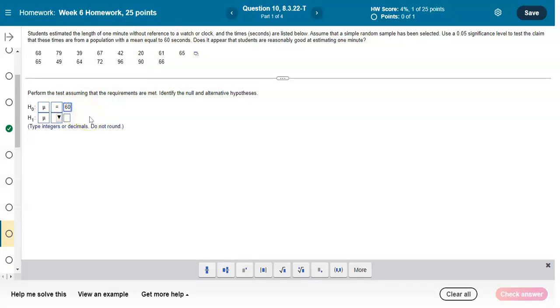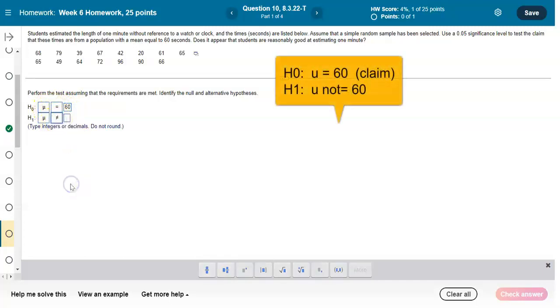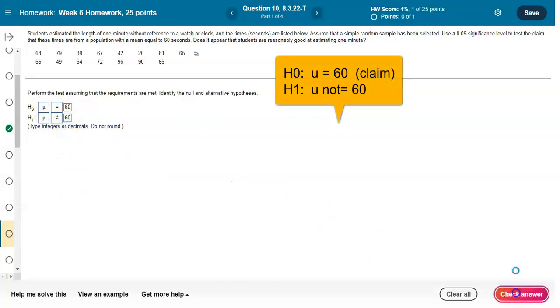For this example, sometimes the claim ends up being in the null hypothesis if the claim is that the parameter is equal to something, and sometimes it winds up being in the alternative hypothesis if the claim is that the parameter is more or less or not equal to something. So since the claim is that the mean is equal to 60, then the alternative would be that it's not equal to 60. So we would choose not equal to 60 in this case.